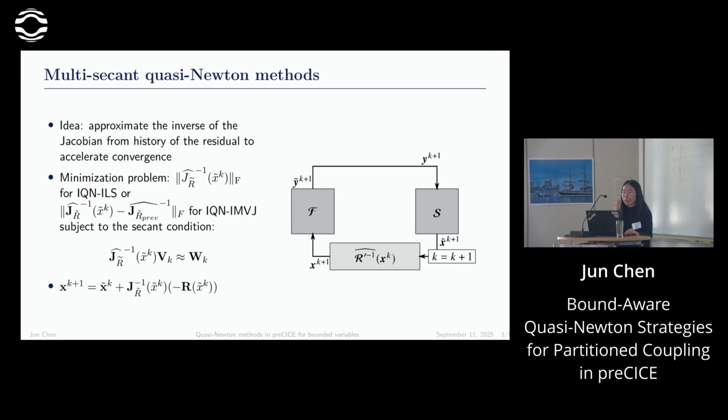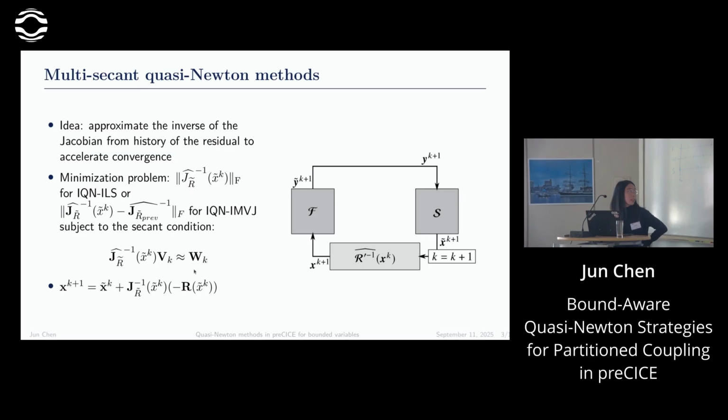And in preCICE, two big types of Quasi-Newton methods are implemented, which are IQN-ILS and IQN-IMVJ. They belong to the same family, which is the multi-secant Quasi-Newton methods family. And the idea there is that we want to get an approximation of the inverse Jacobian from the secant condition.